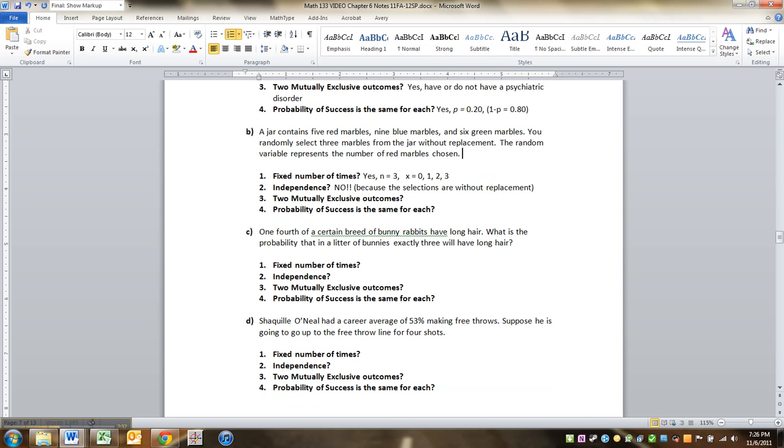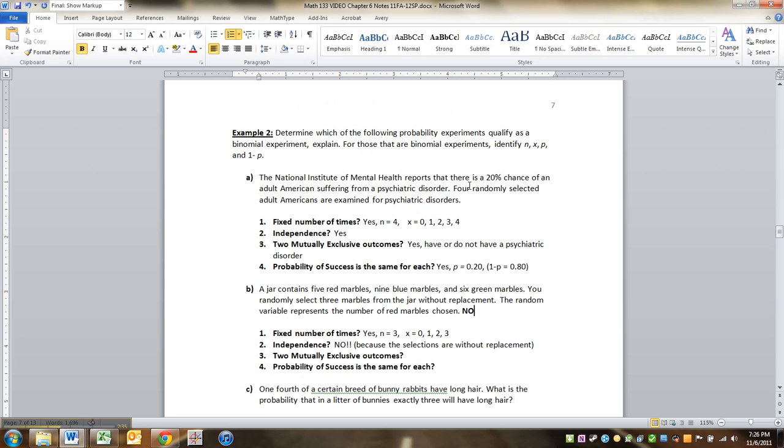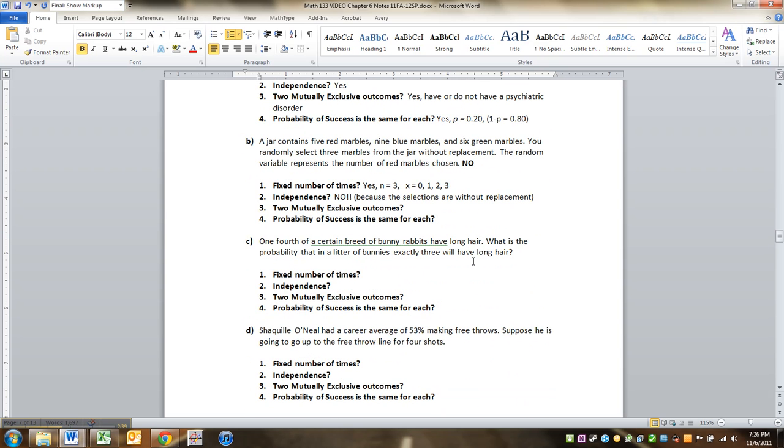So maybe I should be clear. This one's a no. This one's a yes. Yes, it is a binomial probability experiment. All right, bunny rabbits. 1/4 of a certain breed of bunny rabbit have long red hair. What is the probability that in a litter of bunnies, exactly 3 will have long hair? So here's the problem we have right here. It is not a fixed number of times because N is unknown. It's equal to the size of the litter, but we don't know how big the litter is. So done with that one right off the bat.